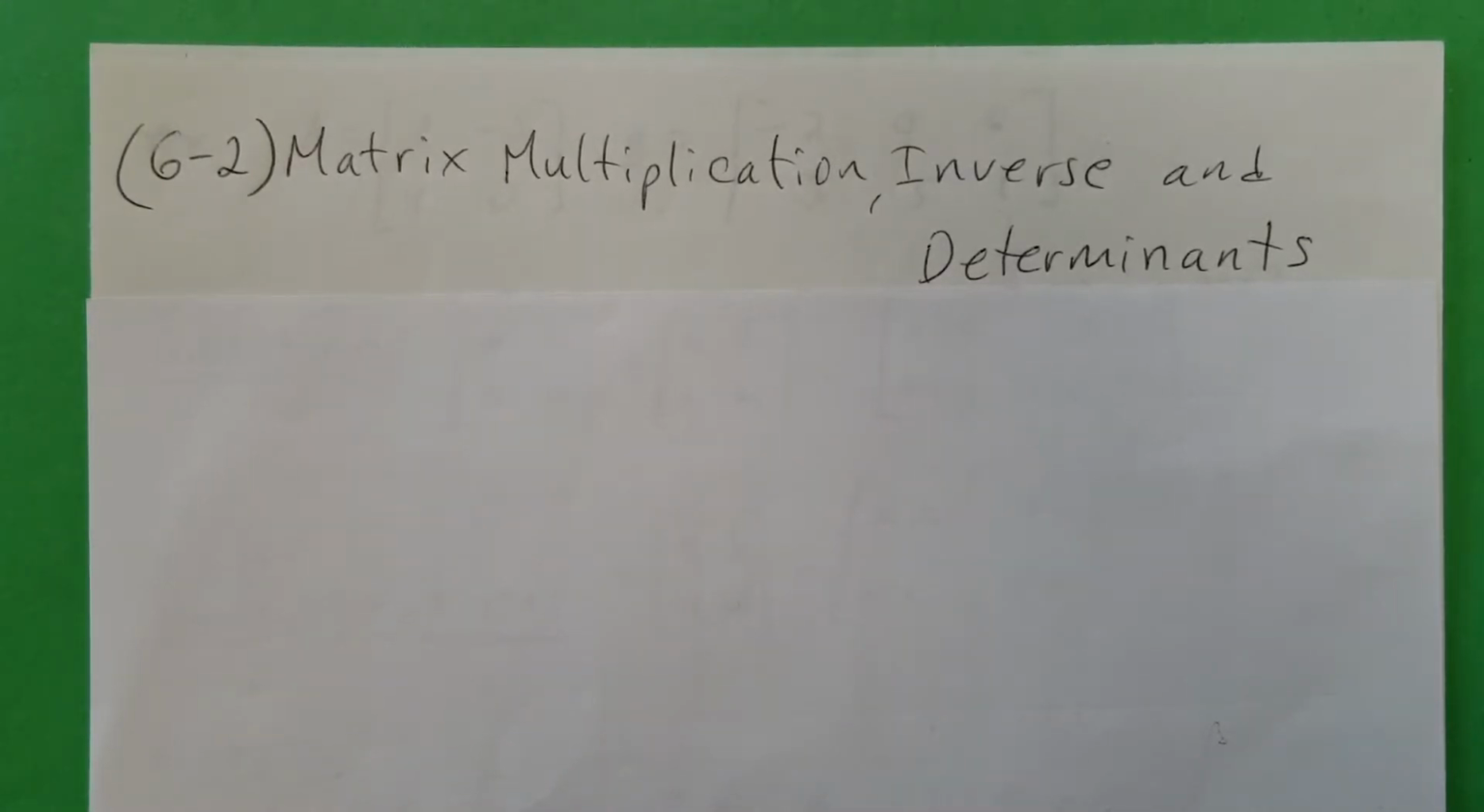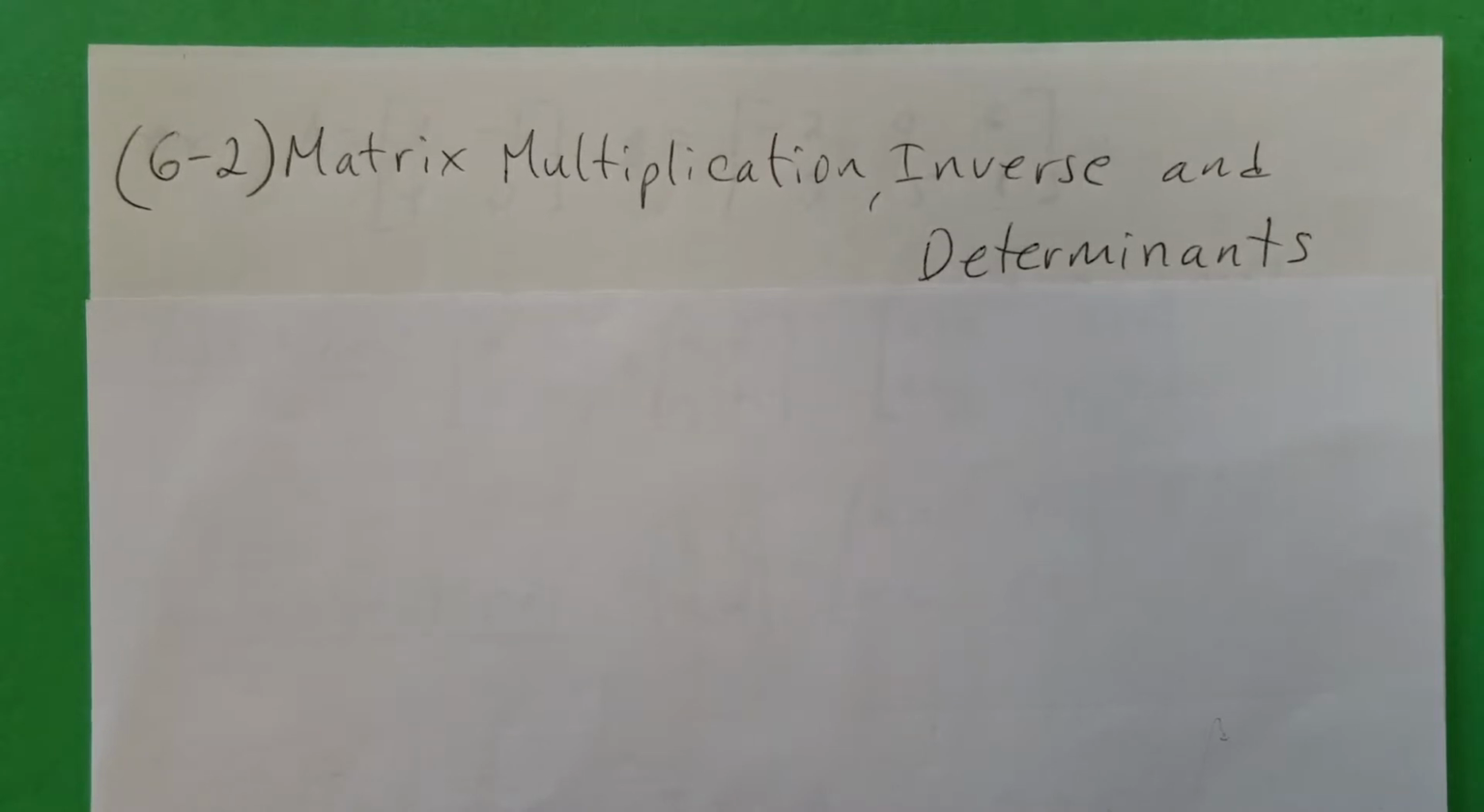So 6-2 is matrix multiplication, inverse, and determinants. Okay, sounds very fancy. Matrix multiplication, we know what a matrix is now. What if you had two matrices side by side? How do you multiply them? And then the inverse of a matrix, how do you find that? We'll talk about that. And the determinant of a matrix, how do you find that? Okay, so let's get into it.